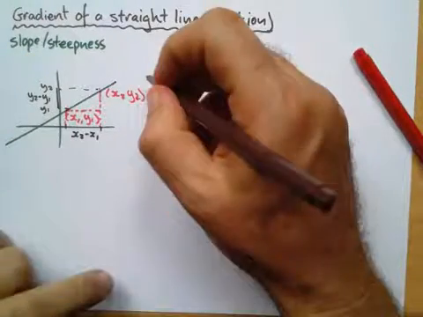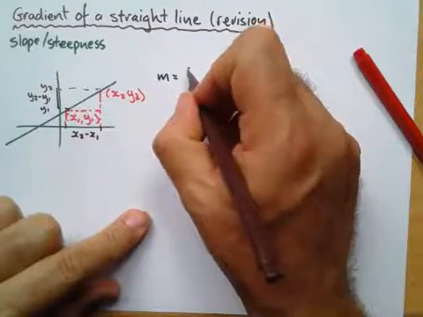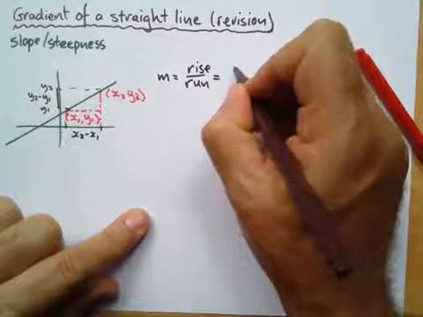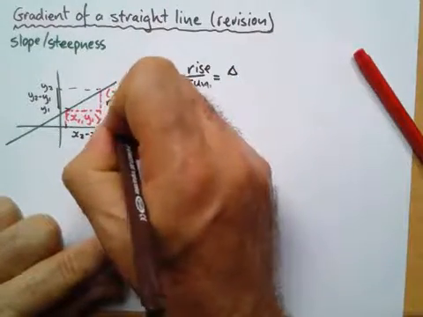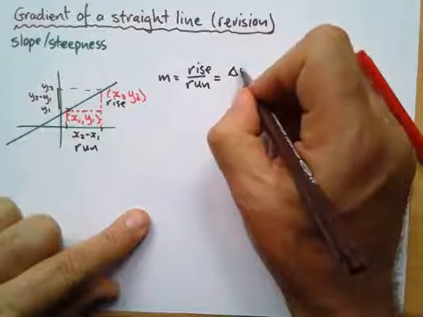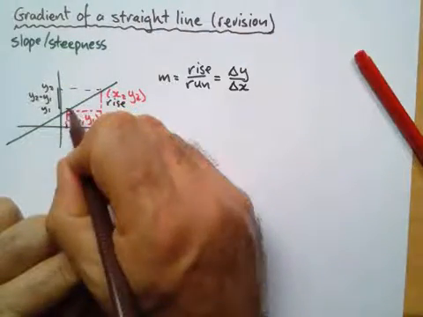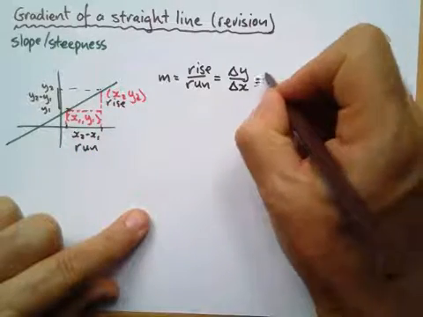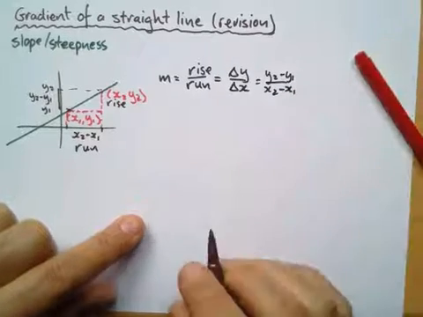Now we say that the gradient, which we indicate with m, is the rise over the run. Another way of showing that is to say it's the change in y over the change in x. That is the change in y, from there to there, and that change in x. So that will give us y2 minus y1 over x2 minus x1.